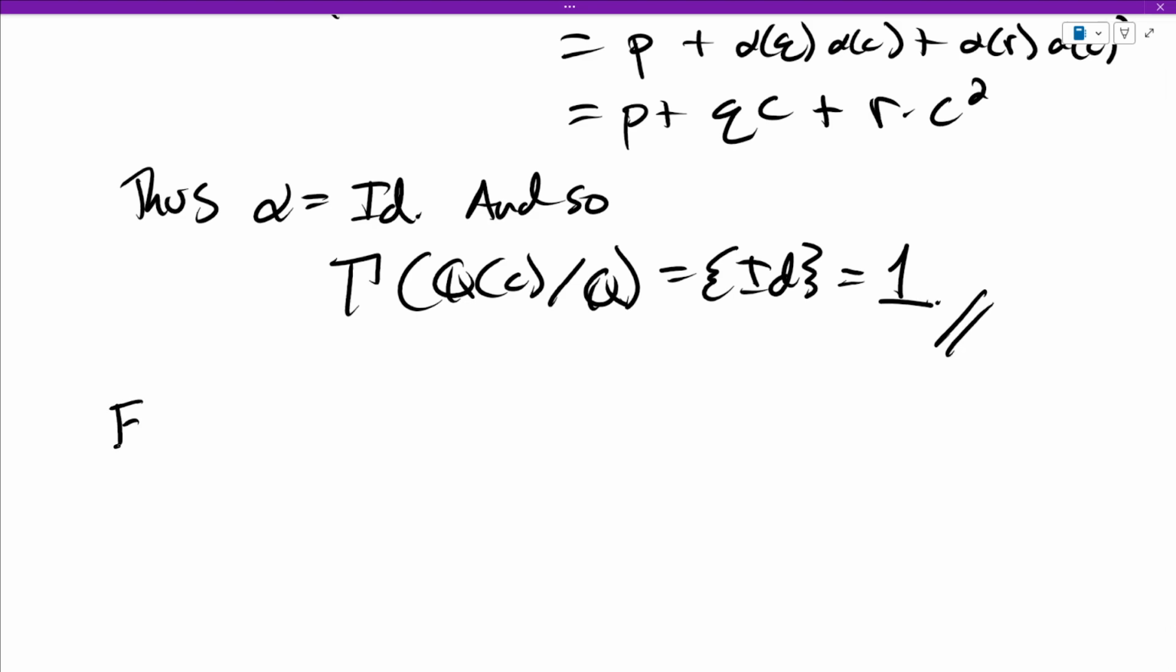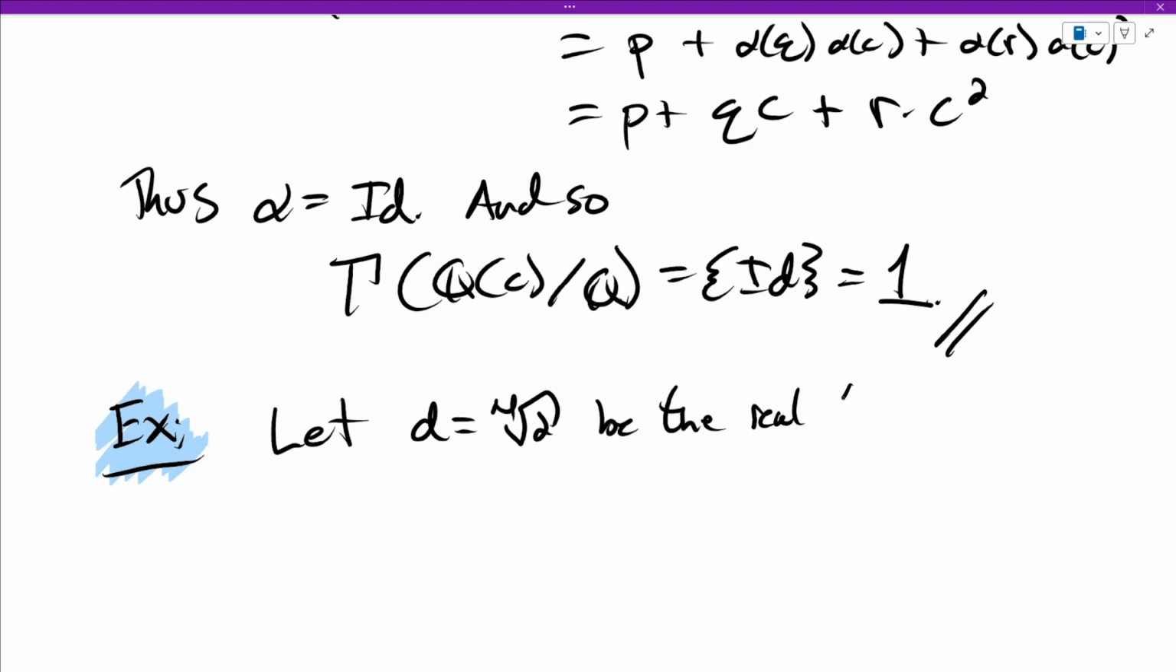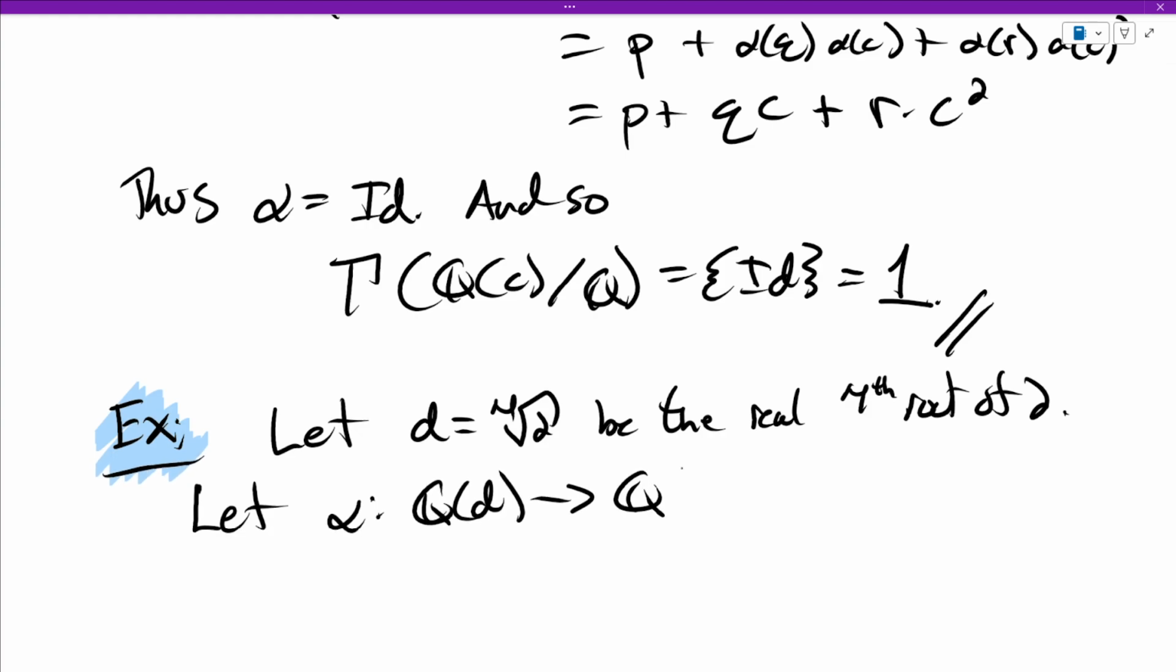Let's do another example. Let's let, in this case, D be a fourth root of 2. And there's actually 2 of them. I'm taking the positive one, right? Because the negative D is also a fourth root of 2. And let's let alpha from Q adjoin D to Q adjoin D be an automorphism. It automatically fixes Q, so I don't have to say that.